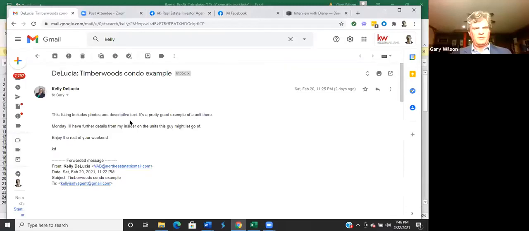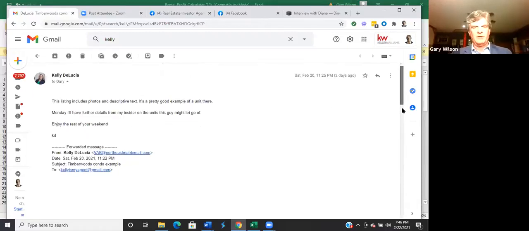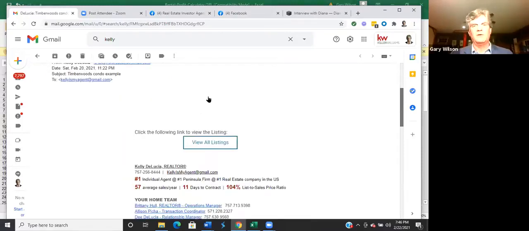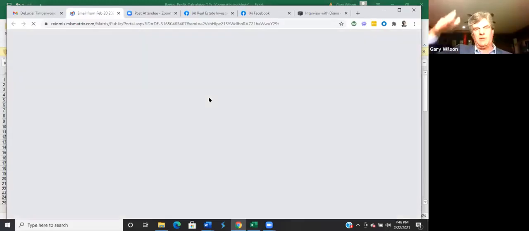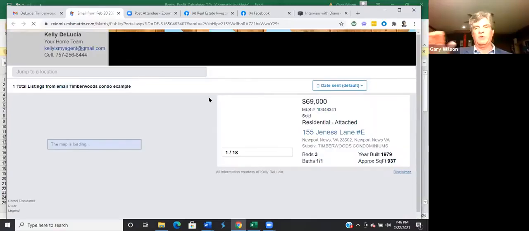Okay, this includes photos and descriptive text. It's a pretty good example of a unit there. She's only showing me one listing here that's an example of all these properties that are available. So let me give you the background on this. This is in a 230 unit townhome community in Newport News, Virginia. If you're coming down to Virginia Beach, you'll go down 64 from Richmond and go right through Newport News and Hampton and over the Hampton Roads Bridge Tunnel and on your way into the beautiful Virginia Beach.